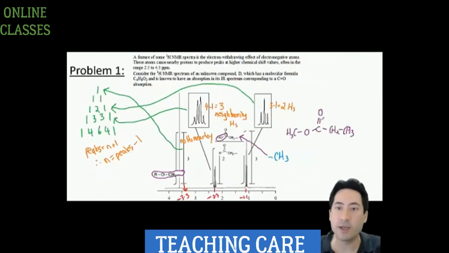So the only solution for that is methyl ethanoate, C4H8O2. We can then do a double check. Yes, it does have a C double bond O. We can double check the number of neighboring hydrogens. That also checks out. And so all the pieces of the puzzle fit.